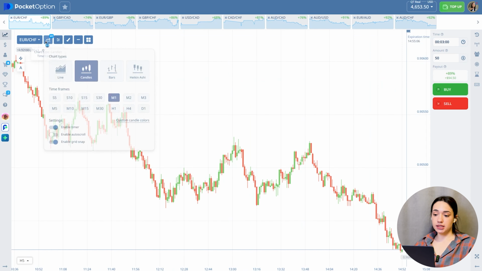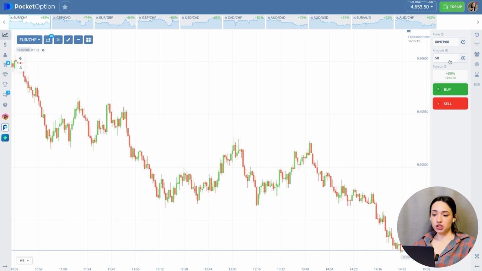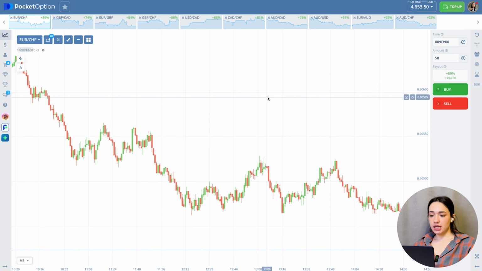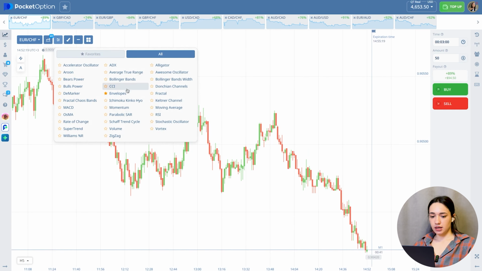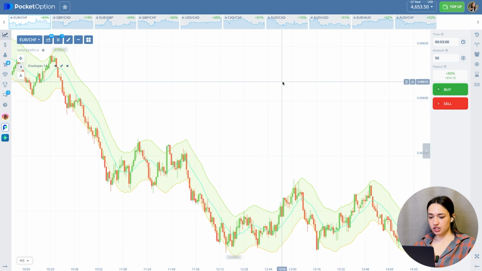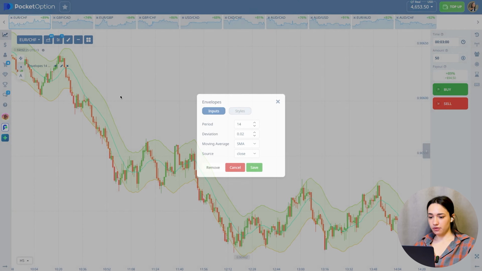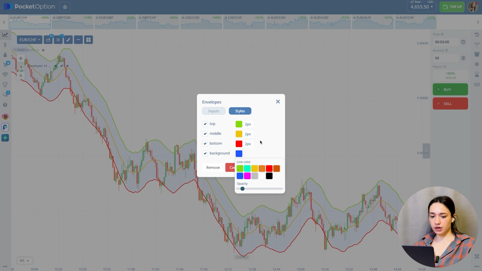and I conduct the initial market analysis on the 1-minute time frame. The position will be open for $50, and now let's select our indicator. Here it is. And first, let's change the visualization of our indicator. We'll make the moving average in the center the yellow color, the moving average below red, and let's make the background with blue color.